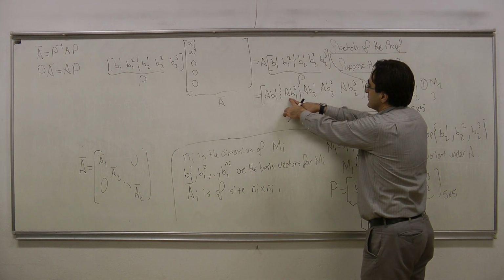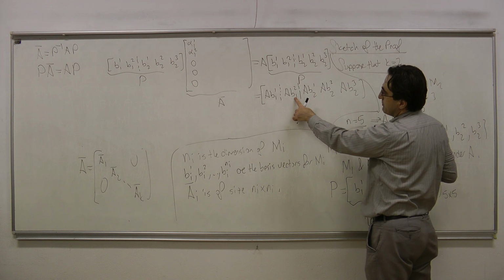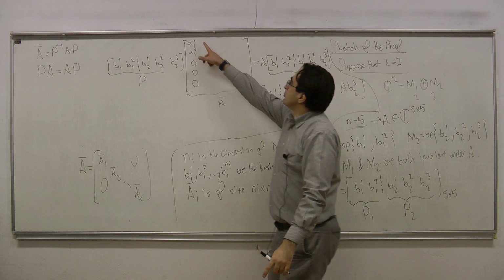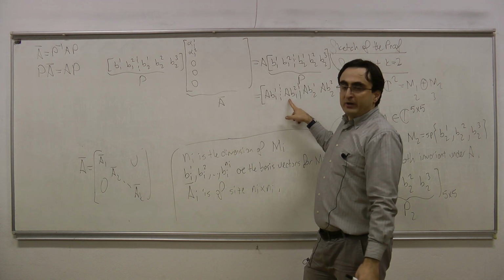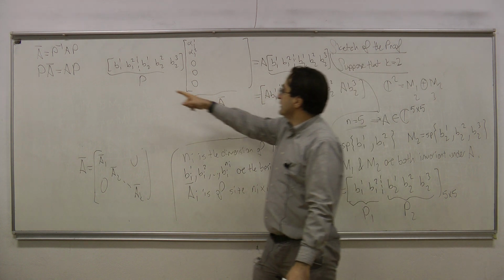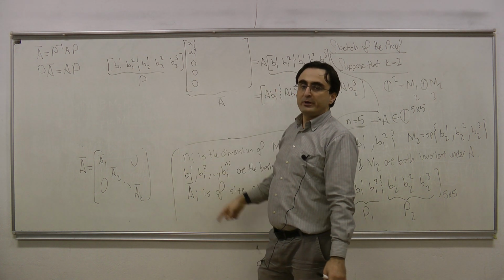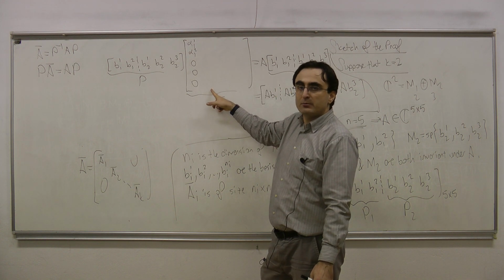What about the second column? In that case, I have this vector, the second basis vector of M1 times A. In order to find the second column of A bar, I need to express this second column here as a linear combination of these columns of P, and I need to write the coefficients into the second column of A bar.